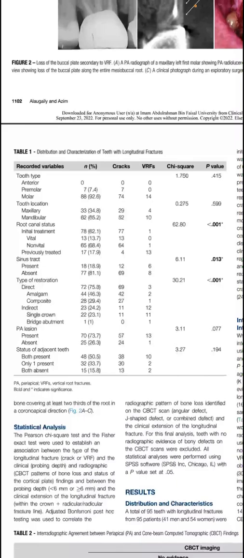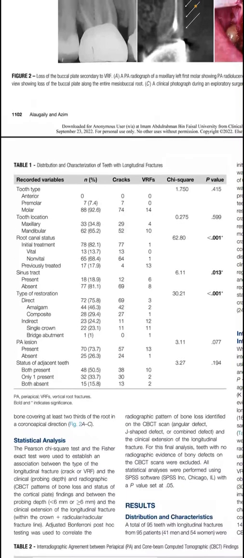On the other hand, cracked teeth were associated with direct restorations rather than indirect, as in the vertical root fracture cases. Amalgam was the most common restorative material found in cracked teeth, in 52% of the cases, followed by the direct composite filling.